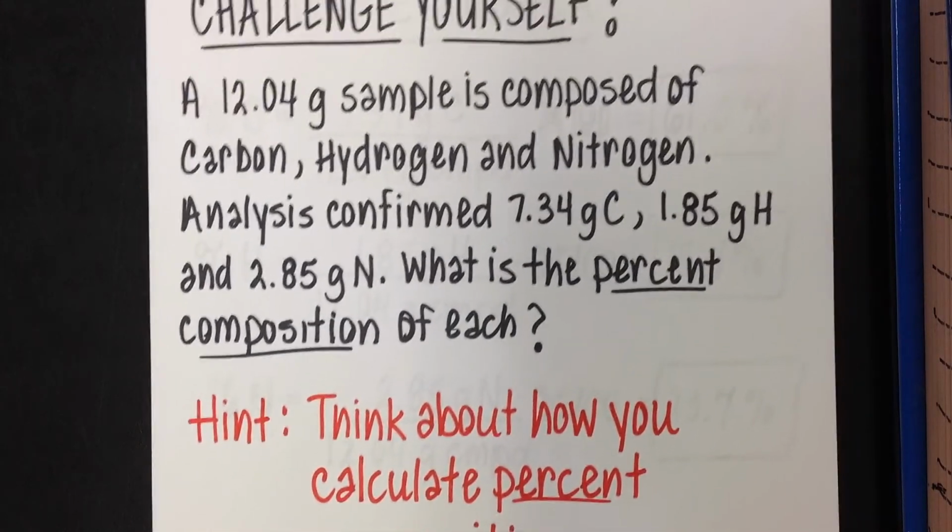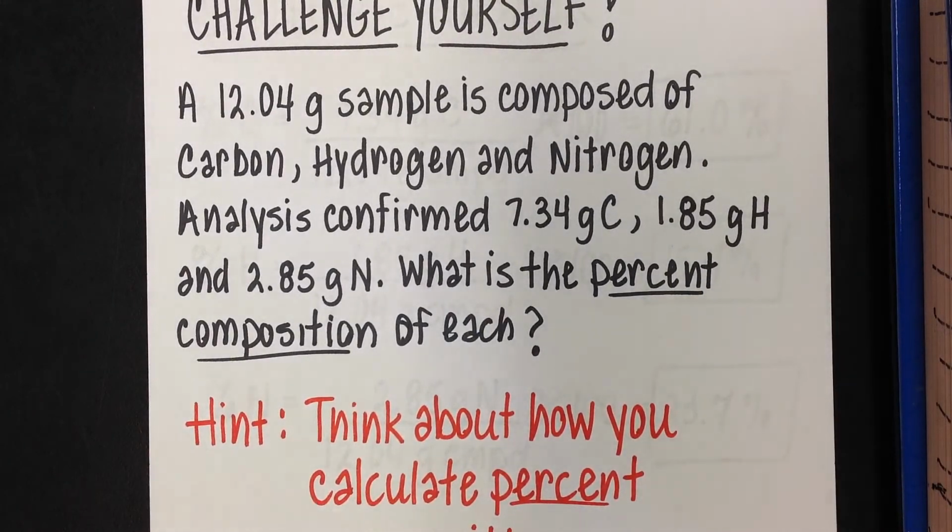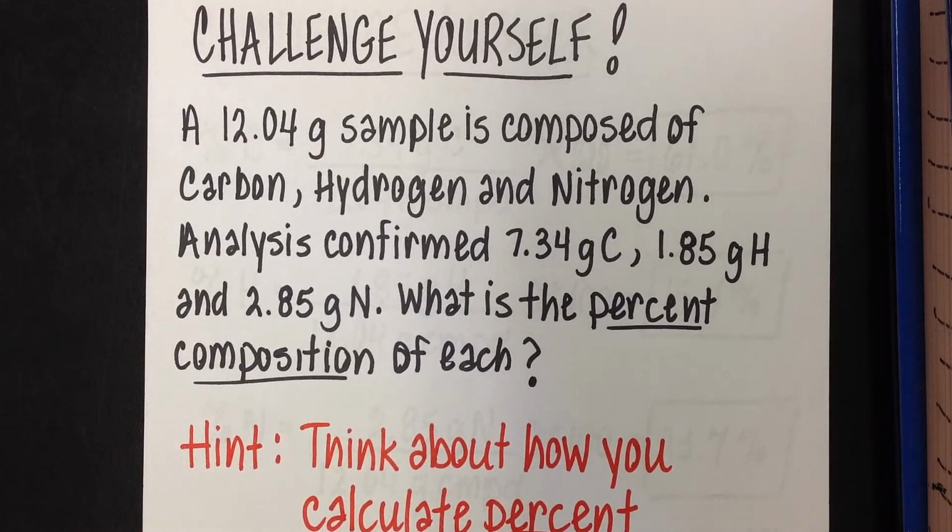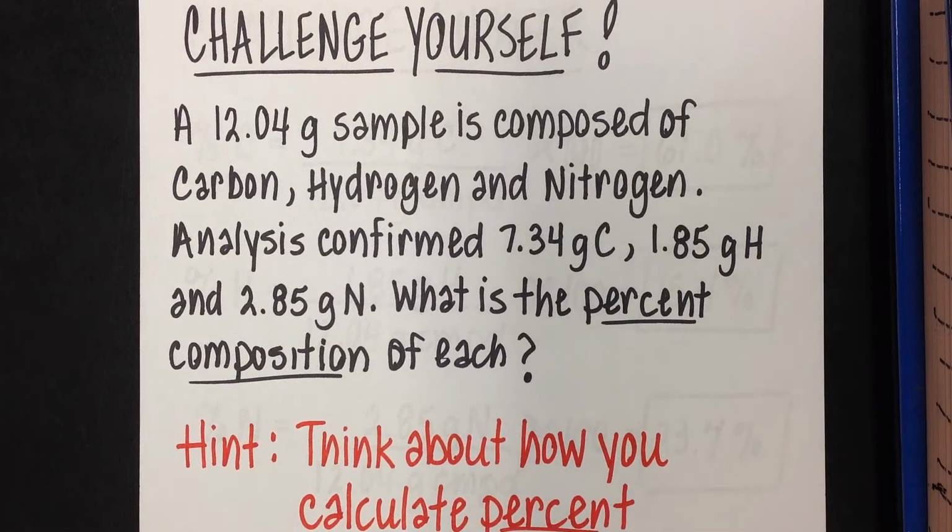So here's your challenge. A 12.04 gram sample is composed of carbon, hydrogen, and nitrogen. Analysis confirmed that it's 7.34 grams of carbon, 1.85 grams of hydrogen, and 2.85 grams of nitrogen. What is the percent composition of each? Meaning, what percent of this compound is carbon? What percent of this compound is hydrogen? And what percent of this compound is nitrogen?